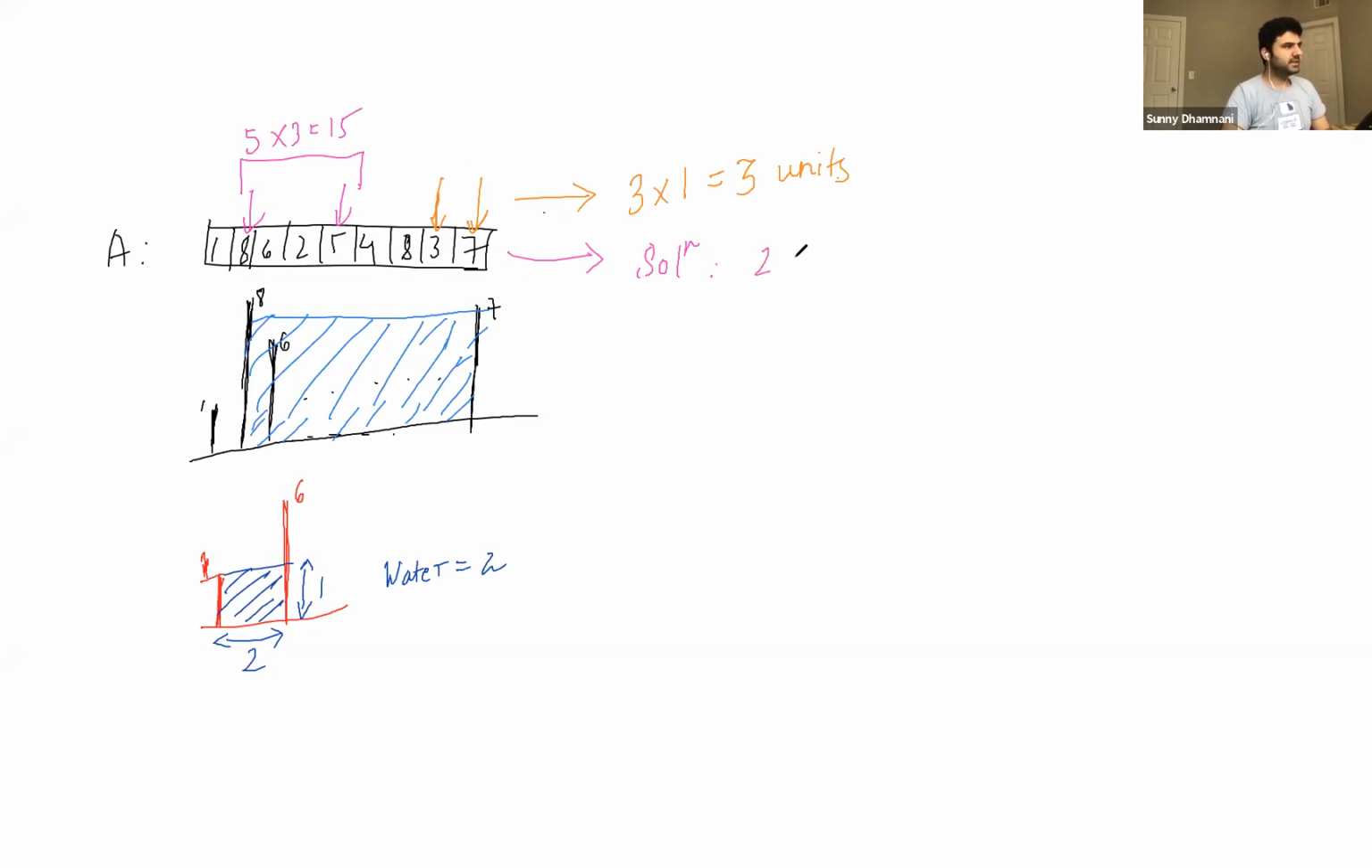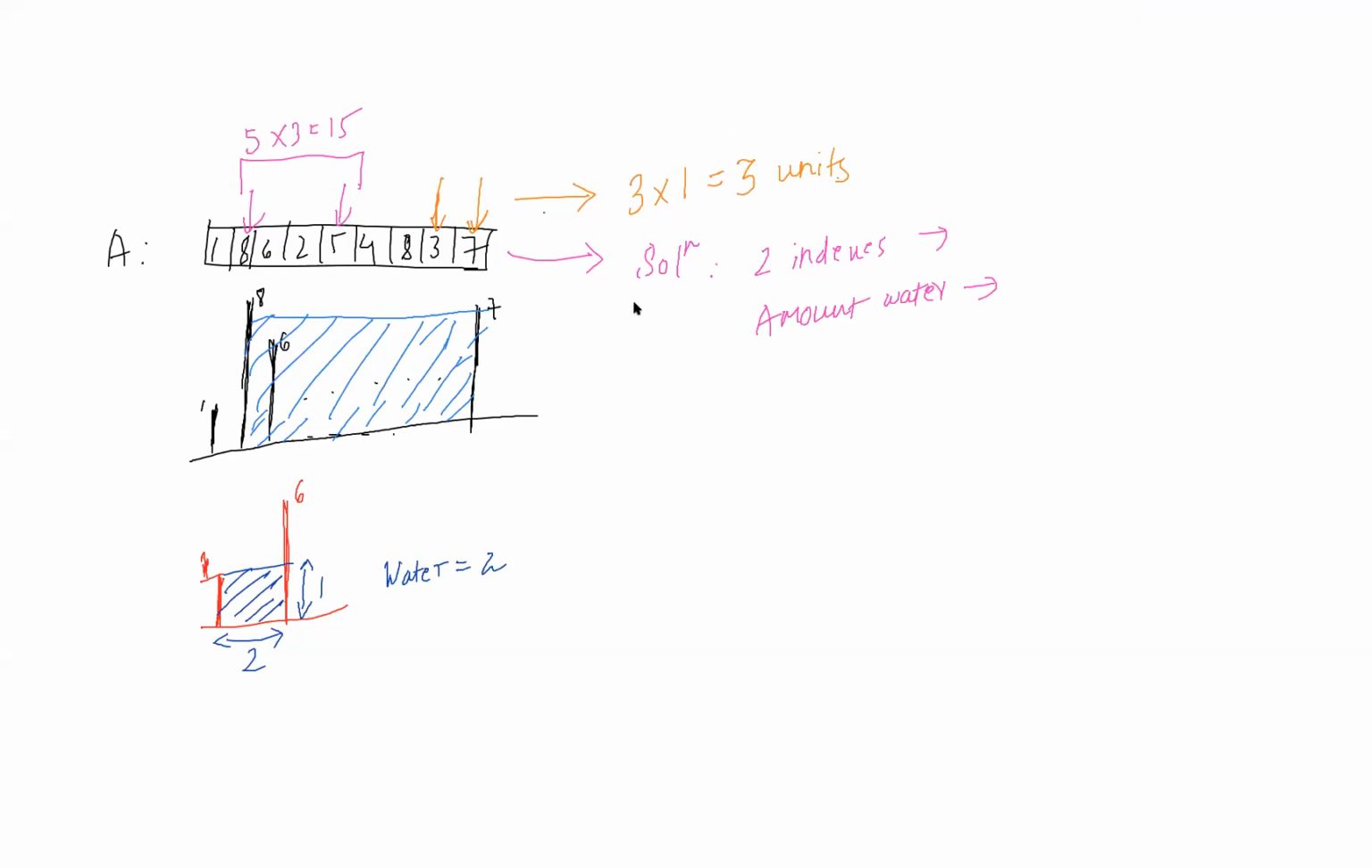What are those two indexes and what is the amount of water? So I need these two things from you guys. What are these two things for this particular array? The last index and the second index.